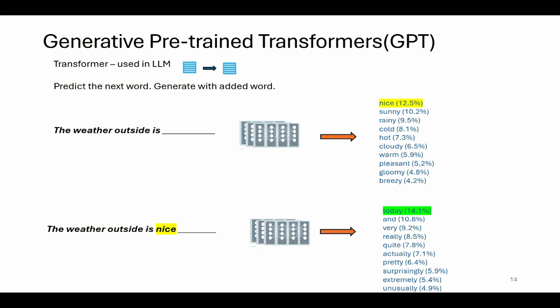right? So the weather outside is nice. So you first asked "the weather outside is" and you got nice as a result, right? You take nice, add it to the input, and you pass it again, and it gives you the next word. And you keep repeating this. This is how it generates the next word. So that is how next word generation alone helps you generate large amounts of text. So we will be trying to understand how this is happening or get an intuition around it.